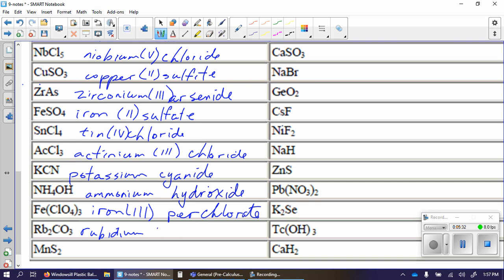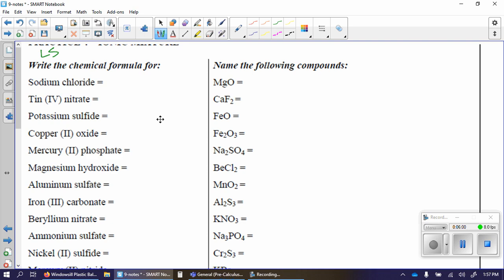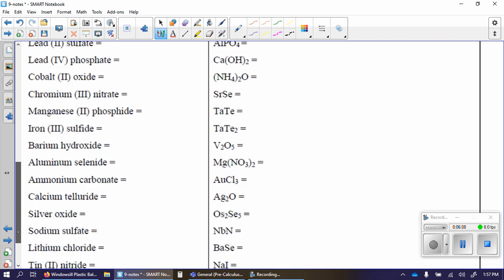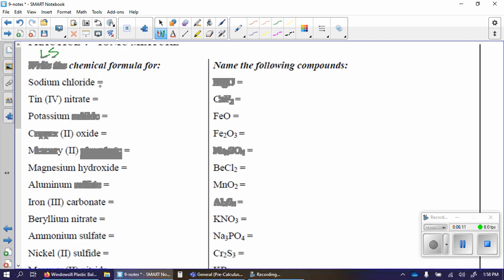Rubidium. Rubidium is in group 1A, doesn't need a Roman numeral. Manganese sulfide. -2 twice is -4, so +4. So there are those formulas. If I were doing this systematically, I would go through and do all of the ones with Roman numerals. But I've got a little bit of an advantage.